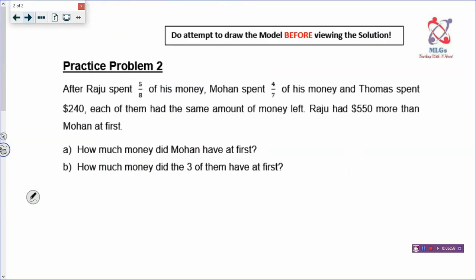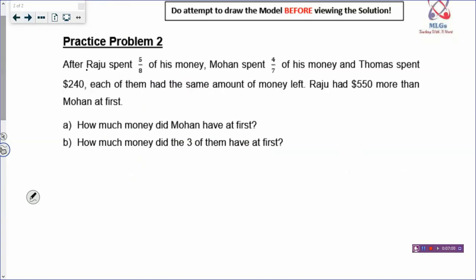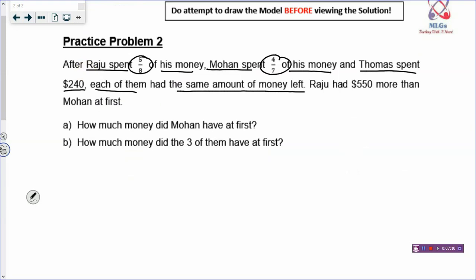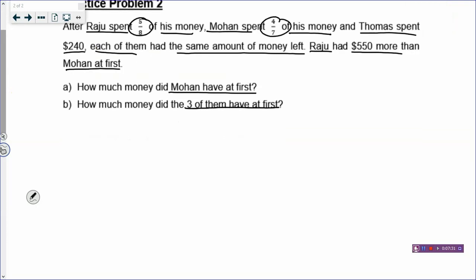Okay, number 2, fractions. Now, after Raju spent 5/8 of his money, Mohan spent 4/7 of his money, and Thomas spent $240. Each of them had the same amounts of money left. So it's like a before and after problem, right? So once again, if there's a before and after problem, what kind of model do we want to start with? Comparison model. And then Raju had $550 more than Mohan at first. So how much money did Mohan have at first? And how much money did the 3 of them have at first? Alright, so we are going to draw a comparison model.